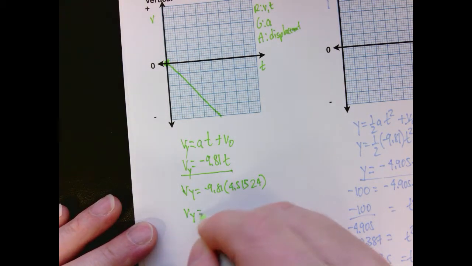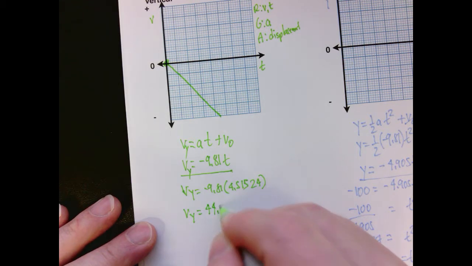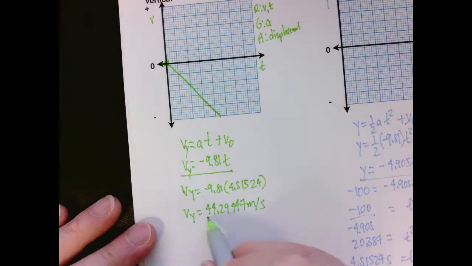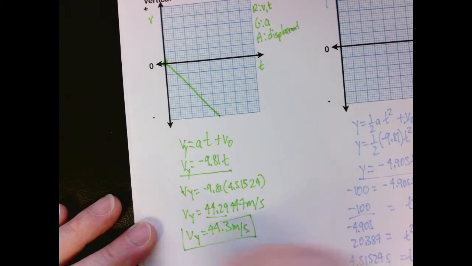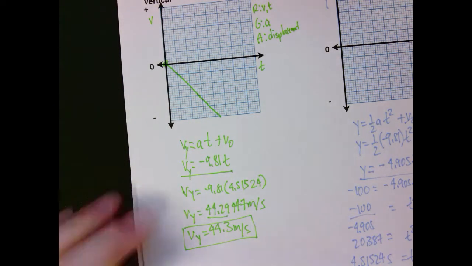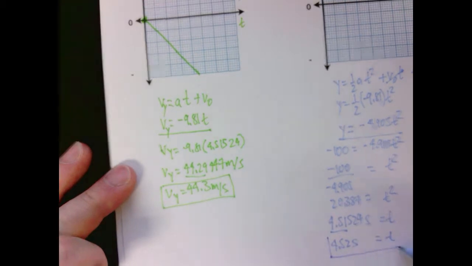So Vy is 44.29447 meters per second. And again, we have three significant digits, so Vy is going to be 44.3 meters per second. Boxed answer.